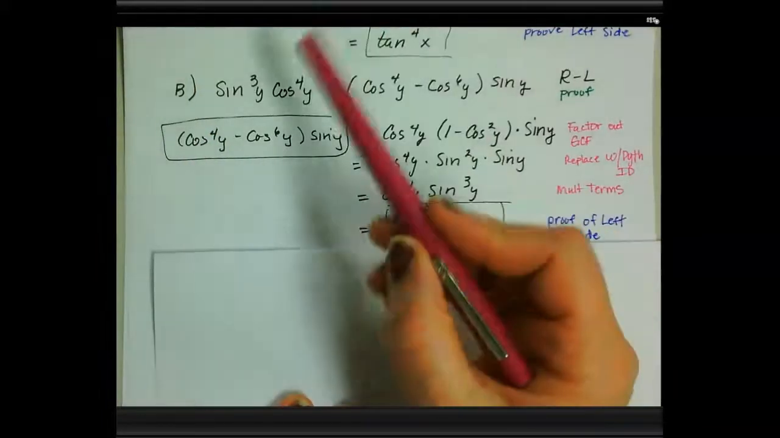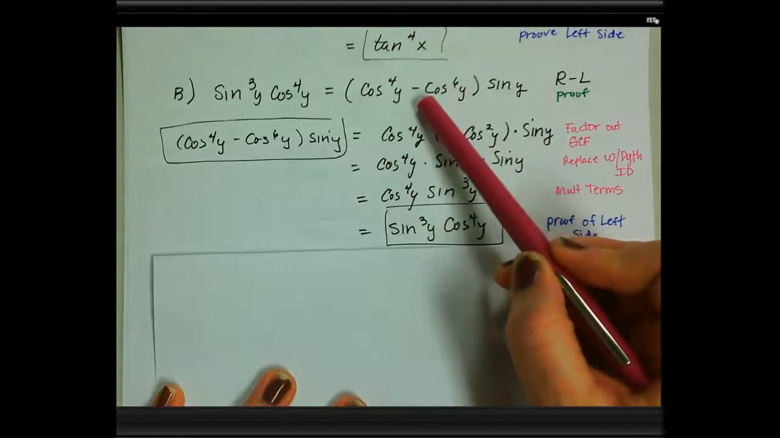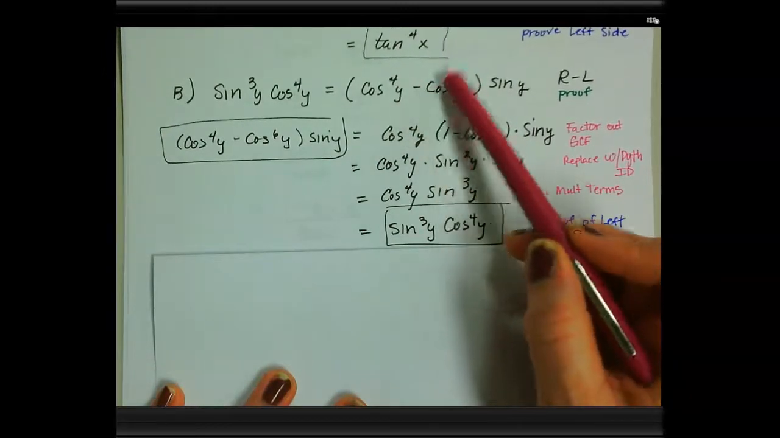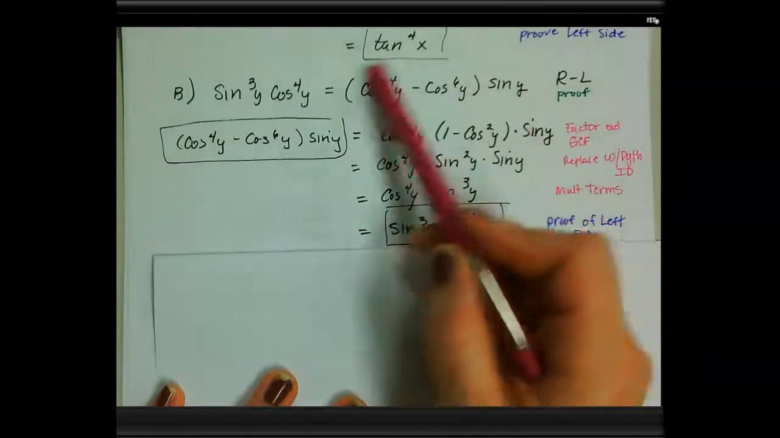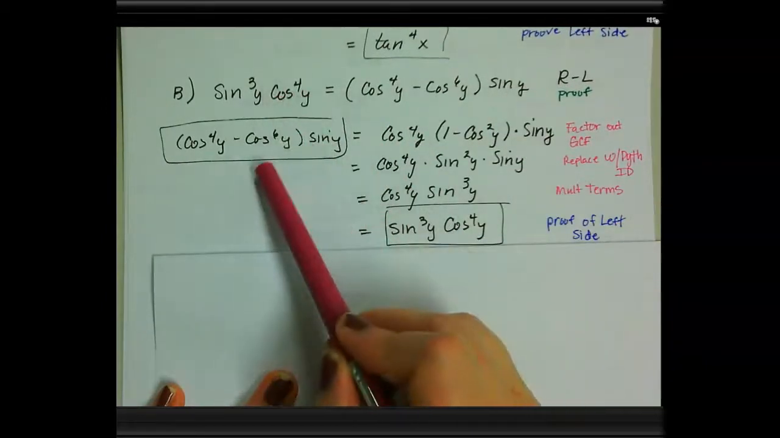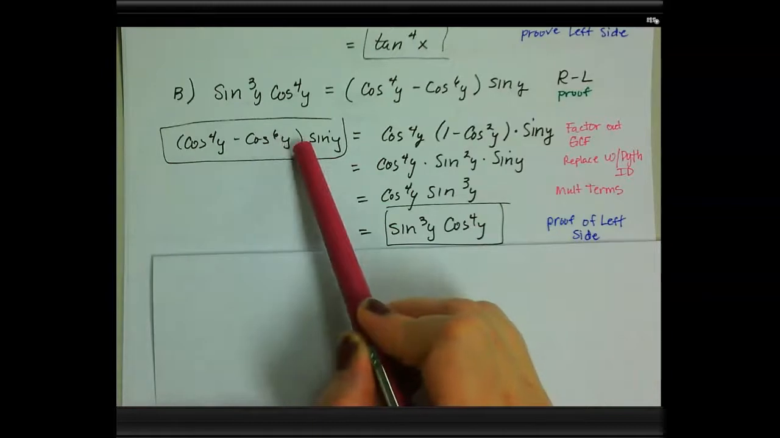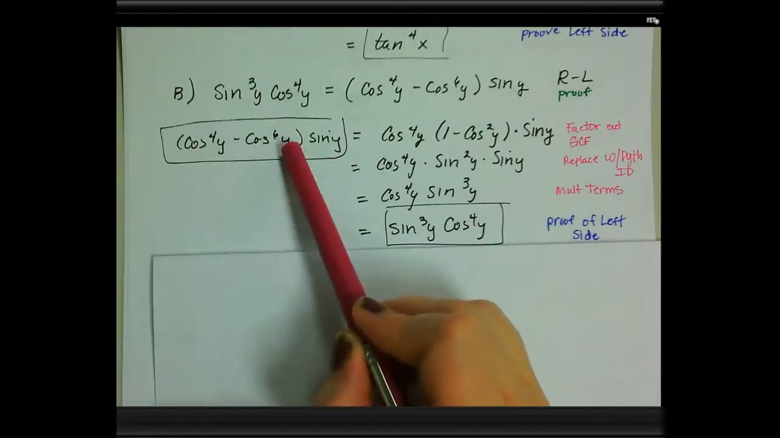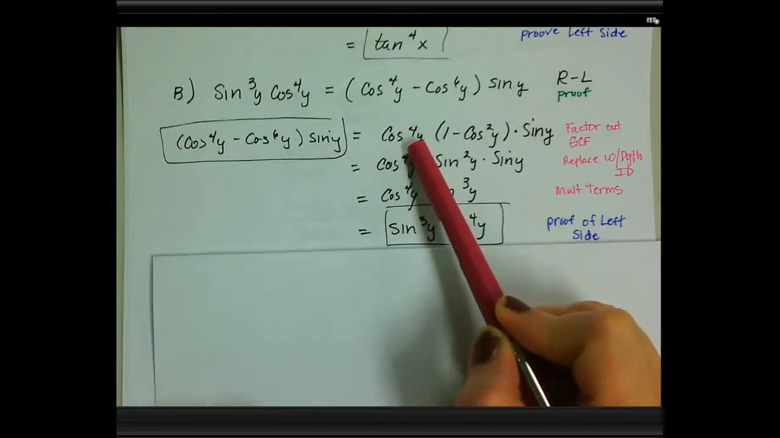Okay, on B we have sine cubed y cosine 4y on one side, and on the other side cosine 4y minus cosine to the 6y times sine y. So again, I'm going to prove right to left because there's way more stuff on this side than this side. So that's the first step I write down. Then the first step in my proof: this is in parentheses right here, so I'm going to pull out a GCF from these two things. The GCF is cosine to the 4th y. Greatest common factor, not a common factor. The technique is greatest common factor.